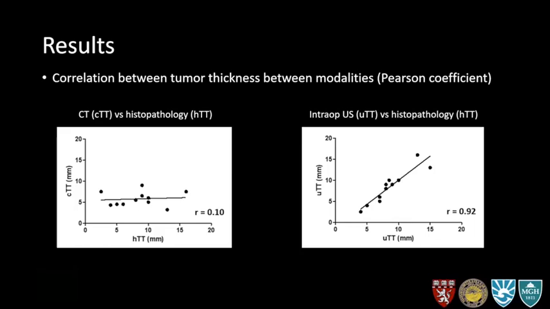We also looked at the correlation between the tumor thickness measurements between different modalities. On the left side, we have a comparison between CT measurements and histopathologic measurements, and overall there was a poor correlation between the two modalities with a low Pearson coefficient of 0.10. In comparison, for intraoperative ultrasound and histopathologic measurement comparison, there was an excellent correlation with a high Pearson coefficient of 0.92.